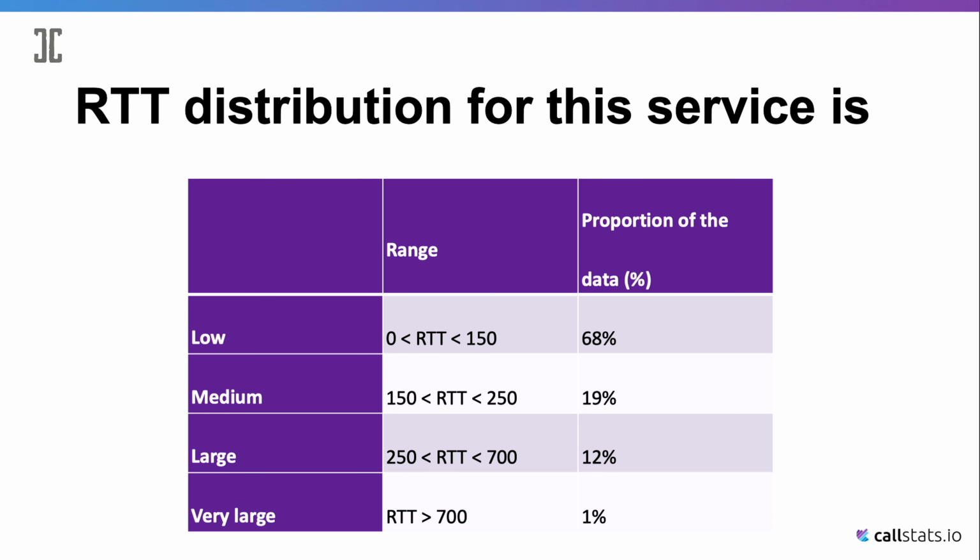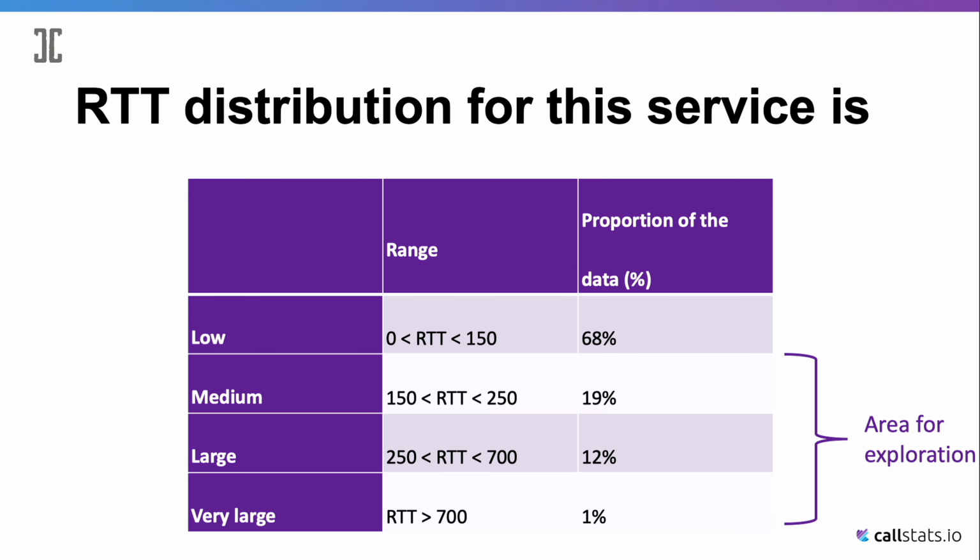And instead of showing you what the answers are, we're going to go the logical way, as if you were looking at the data, right? So the RTT distribution for the service was: everything below 150 milliseconds was 68% of the data, right? That's low RTT. So 70% of the users did not have any issues with RTT. And about 19 and 12% had issues with RTT between 150 and 700 milliseconds. And then there was about 1% which was over 700 milliseconds.